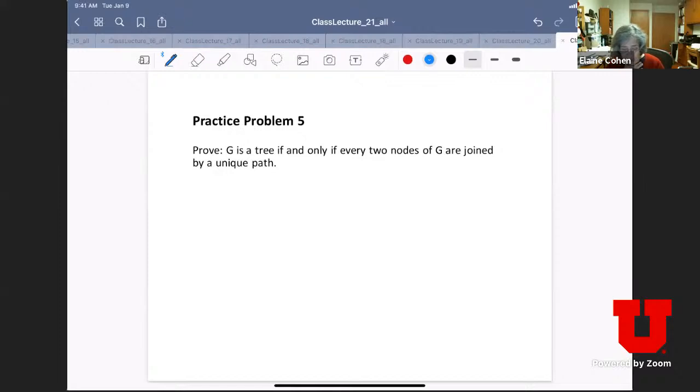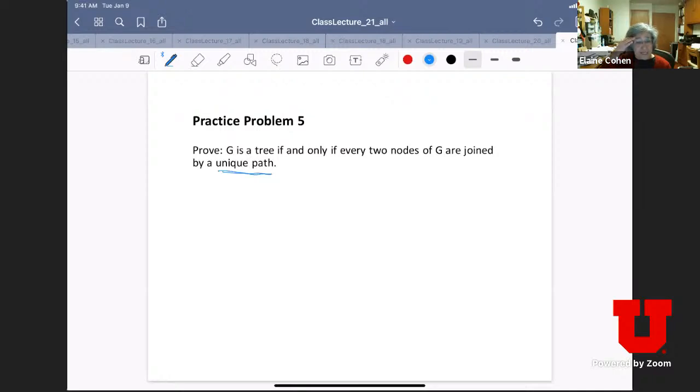Prove G is a tree if and only if 2 nodes of G are joined by a unique path. So we know that if G is a connected simple graph, any 2 vertices are joined by a walk, and so they're joined by a path. Now this says that path is unique. There's only 1. How would we prove that? Would we do it by direct proof, contrapositive, contradiction, or induction? I do it by contradiction.